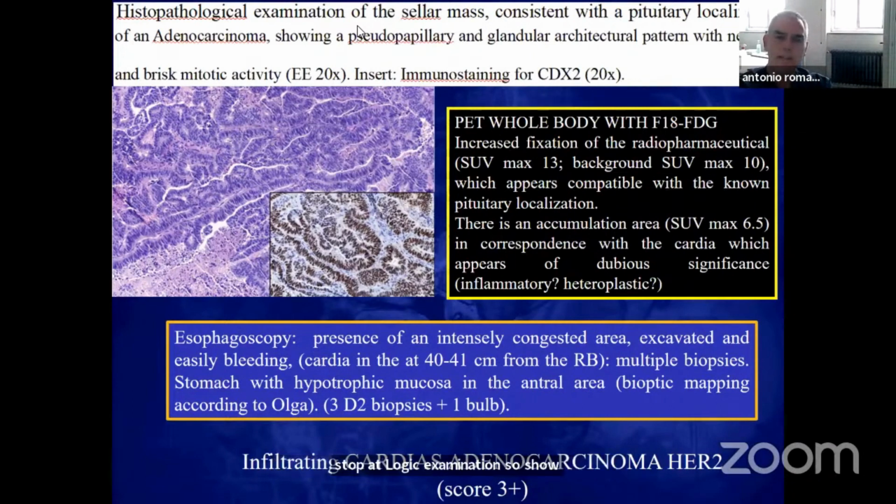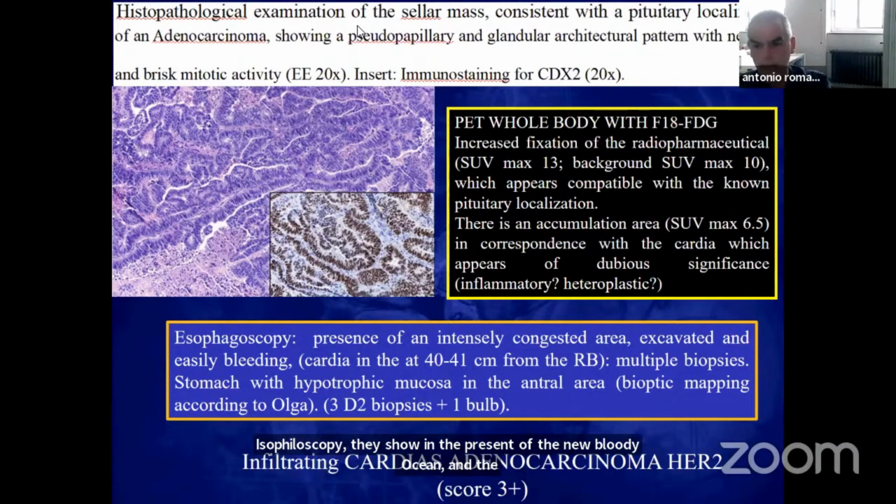Then we performed a total body PET that showed a little accumulation in the area of the gastric cardia, which appeared of dubious significance. Then the esophagoscopy showed the presence of bloody ulcers, and the conclusive diagnosis was a cardiac adenocarcinoma.